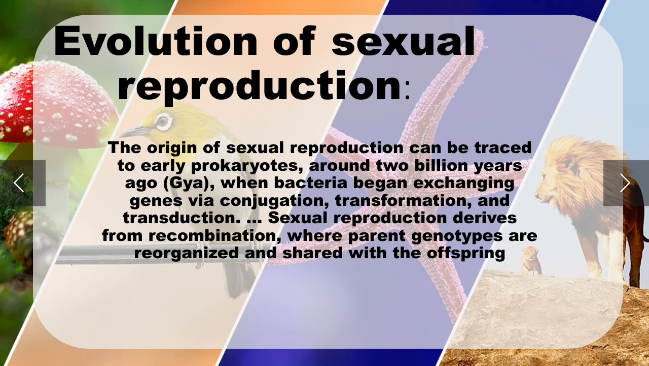Evolution of sexual reproduction. It is assumed that the sexual reproduction process originated from prokaryotic organisms. Some bacteria are responsible for reproduction by conjugation, transformation, and transduction processes, and similarly reproduction is also the mating of two individuals, the mating of two organisms.